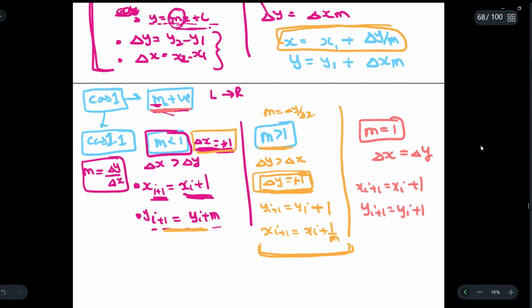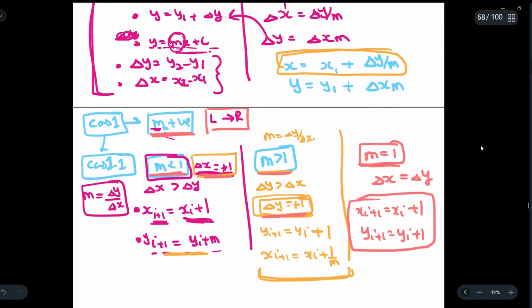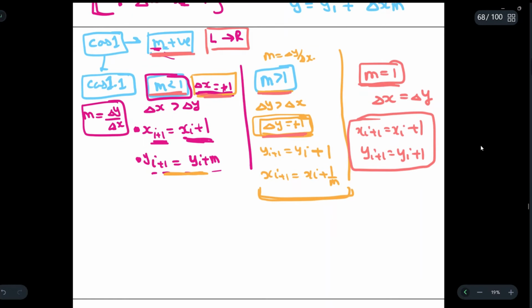When we are going from left to right, m is positive, and when m is less than 1, take del x is equal to 1. When m is greater than 1, take del y equal to 1. And when m is equal to 1, just simply add 1 to the next x and y coordinates. Now if you want me to write this again, I'll just summarize it. Suppose we are going from left to right. Write it along with me so that it is clear to you and you get your proper notes.